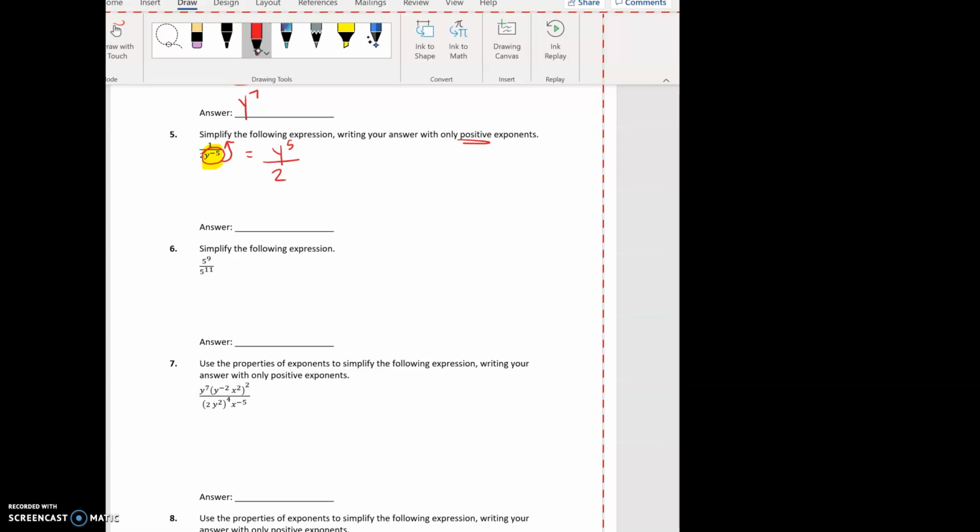and in my denominator is 2. We have this 1 hanging out here. You can leave that as 1y to the 5th if you would like, but typically you won't see that written in an answer. So your answer will be y to the 5th over 2.